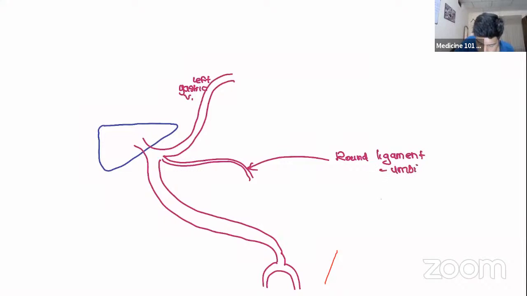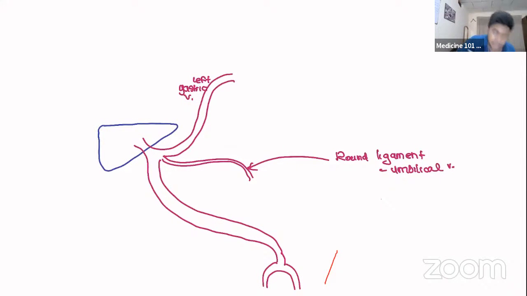Okay, so let's label these. This is the left gastric vein, and this is the round ligament. Now what is important here is this was where the umbilical vein used to be.